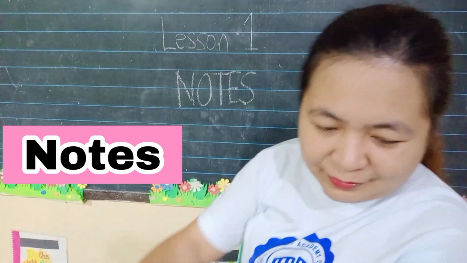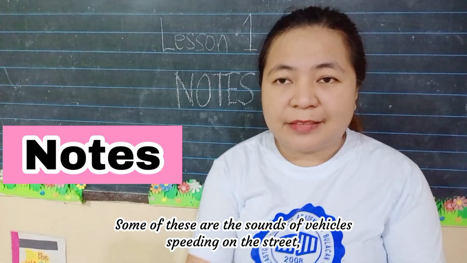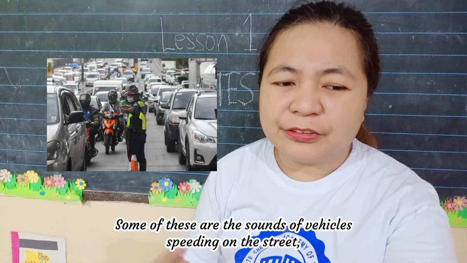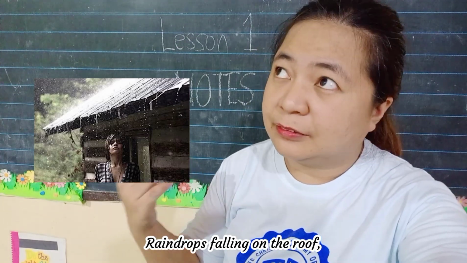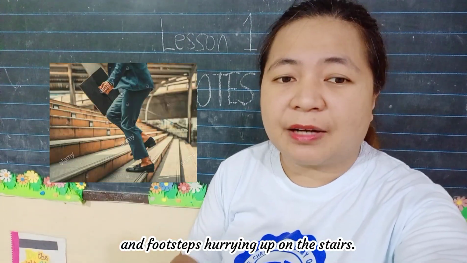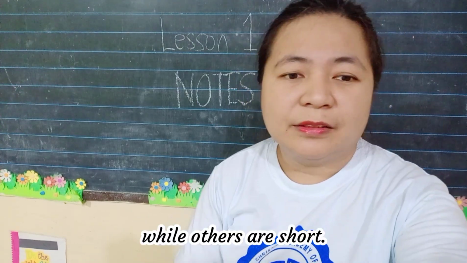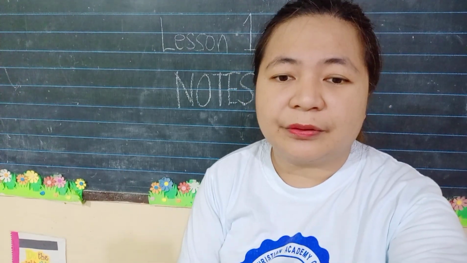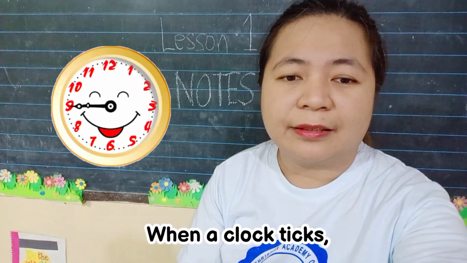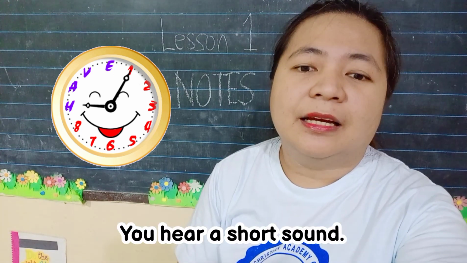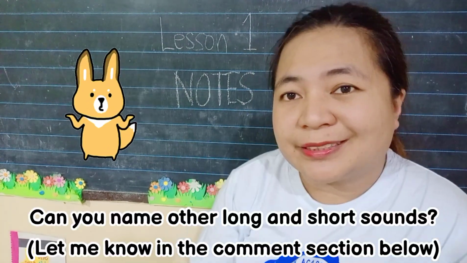Notes. Every day you hear different kinds of sounds. Some of these are the sounds of vehicles speeding on the street, raindrops falling on the roof, and footsteps hurrying up on the stairs. Some sounds are long, while others are short. You hear a long sound when a cow is mooing or lowing. When a clock ticks, you hear a short sound. Can you name other long and short sounds?